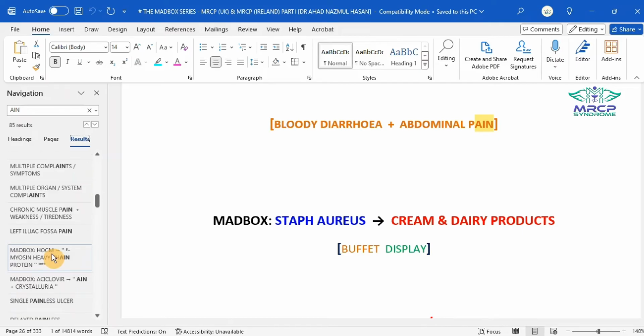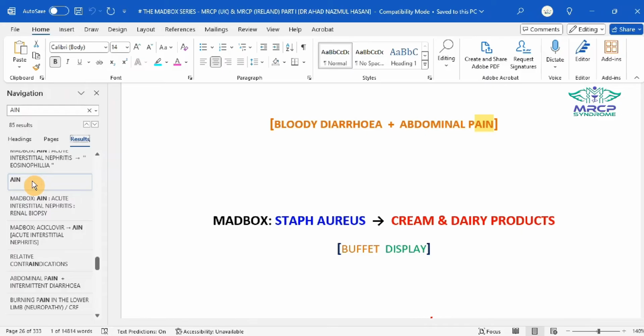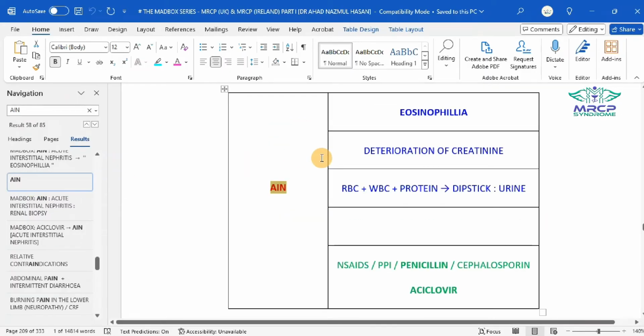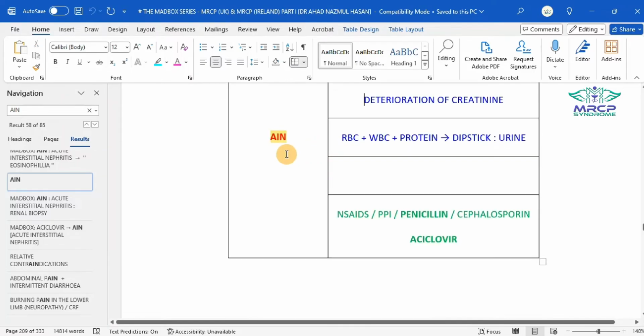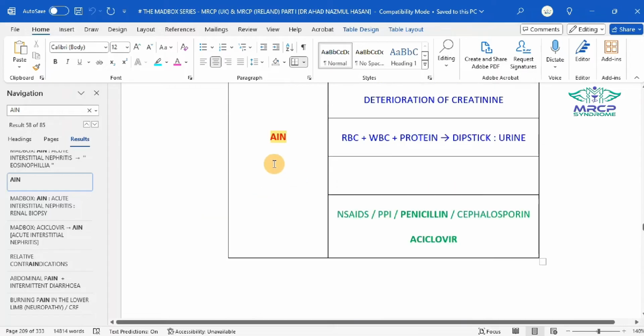Acute interstitial nephritis. What should be the first line management in AIN, or the first step? Stop, discontinue the offending drugs. So usually the NSAIDs, PPI, penicillin, cephalosporin, acyclovir usually lead to acute interstitial nephritis.